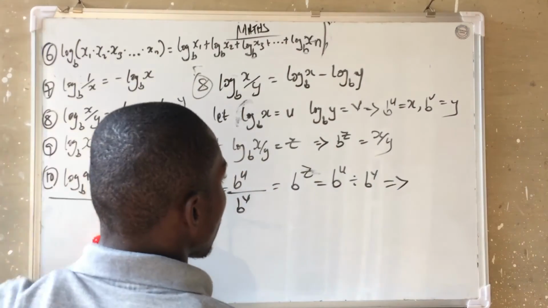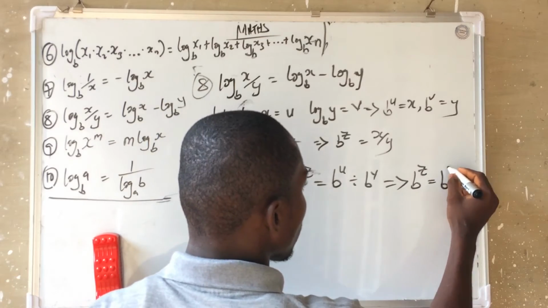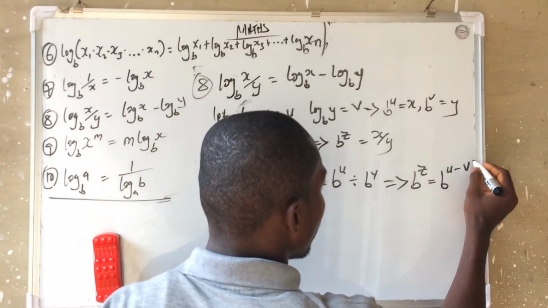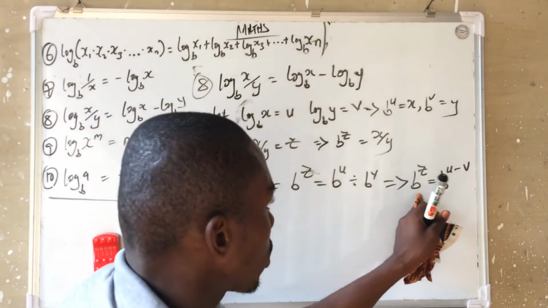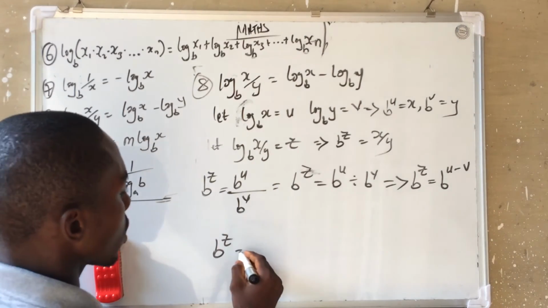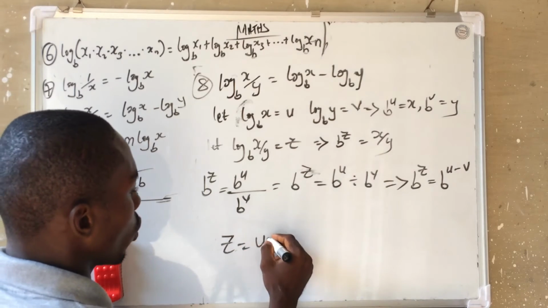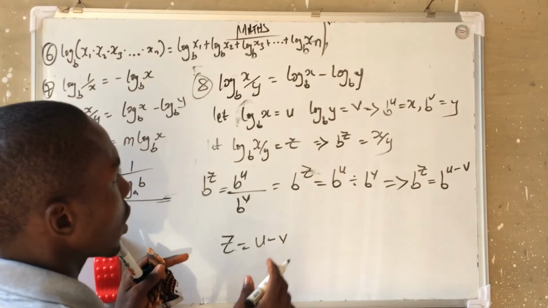Now this will give me that b raised to the power z is equal to b raised to the power u minus v. Since they have the same base, I can equate the powers. So z is equal to u minus v.